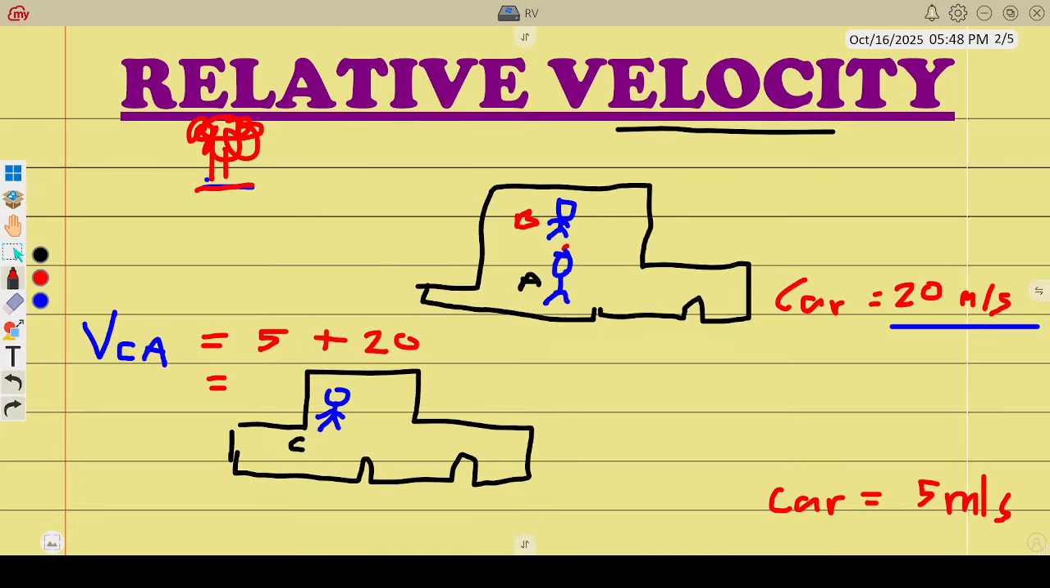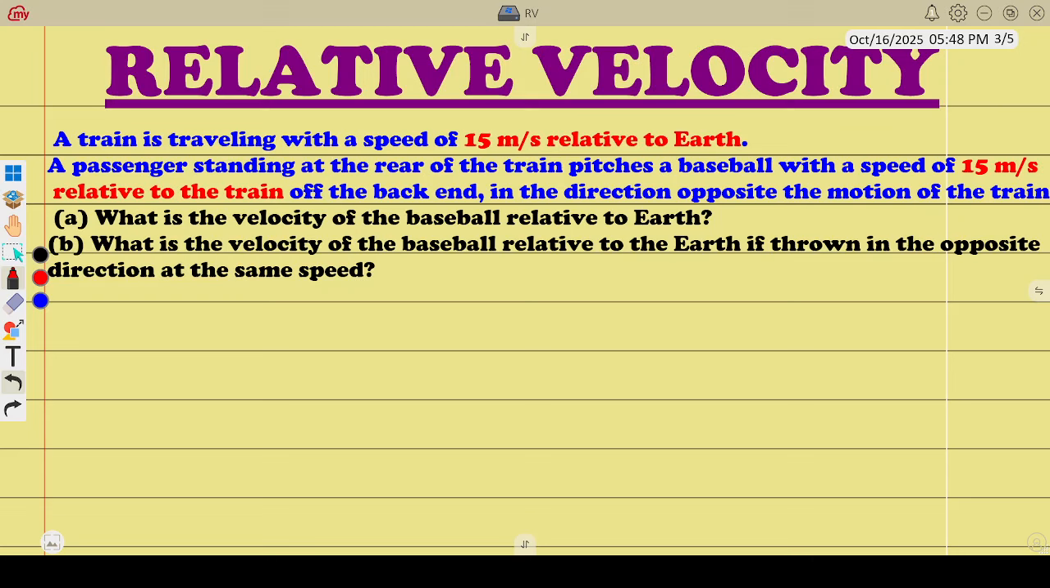So now we're going to quickly run through some examples so that we get to appreciate more concepts. Our first example is this one. We have a train which is moving at a speed of 15 meters per second relative to the earth. Then there's a passenger standing at the rear of the train. He throws a ball with a speed of 15 meters per second relative to the train, and it is in the opposite direction.